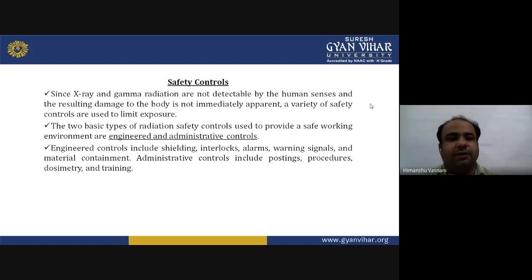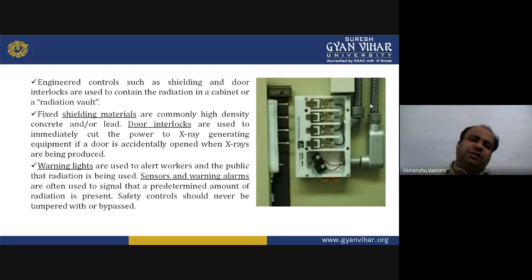Engineered controls include shielding, interlocks, alarms, warning signals, and material containment. Administrative controls include posting, procedures, dosimetry, and training. Engineered controls such as shielding and door locks are used to contain the radiation in a cabinet or a radiation vault.